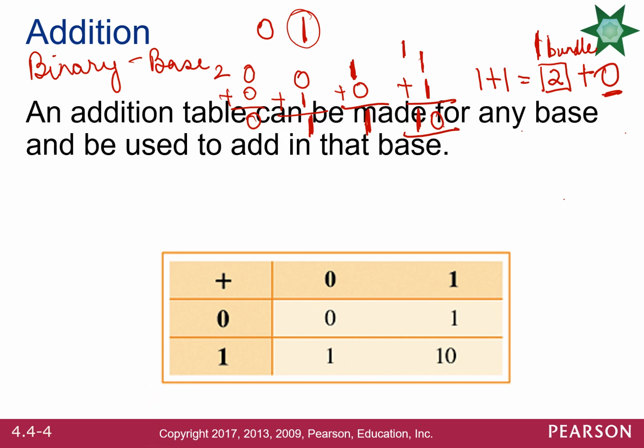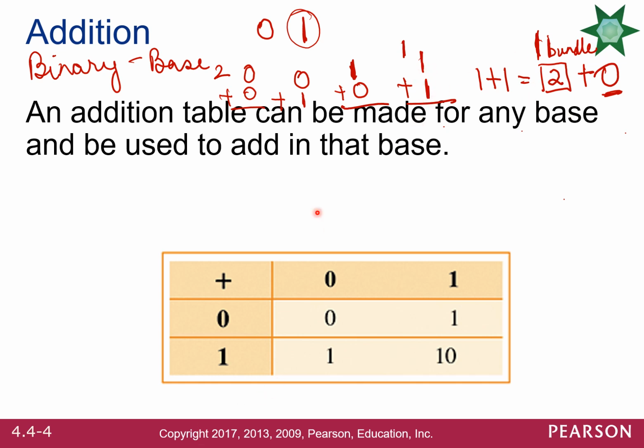It says here an addition table, and let me erase some of these markings so we can read what came up. It says an addition table can be made for any base and be used to add in that base. And these are the values you've been seeing displayed from the start. 0 plus 0 is a 0. 0 plus 1 is a 1. 1 plus 0 is a 1. Same thing we had worked here, but 1 plus 1 is 1, 0, and that's what we came up with when we added 1 plus 1.